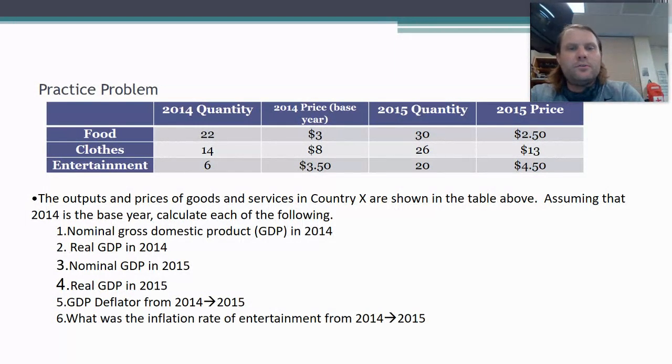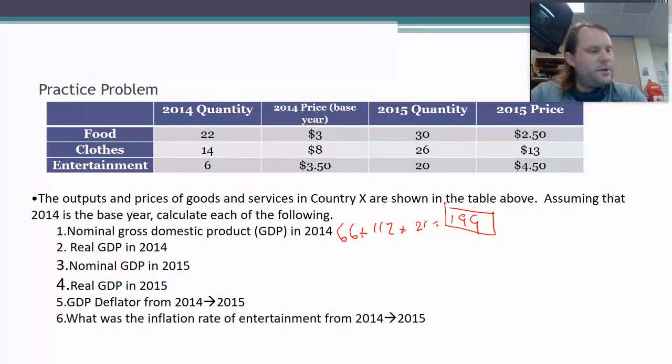All right, so nominal GDP in 2014. I'm just going to show you the numbers here so you can check them. 66 plus 112 plus 21 equals 199. That's going to be our base year. So our nominal GDP is 199. I'll put a box around it to keep things straight. We also know that our real GDP from our base year is going to be the same as our nominal GDP. We got those by multiplying these numbers.